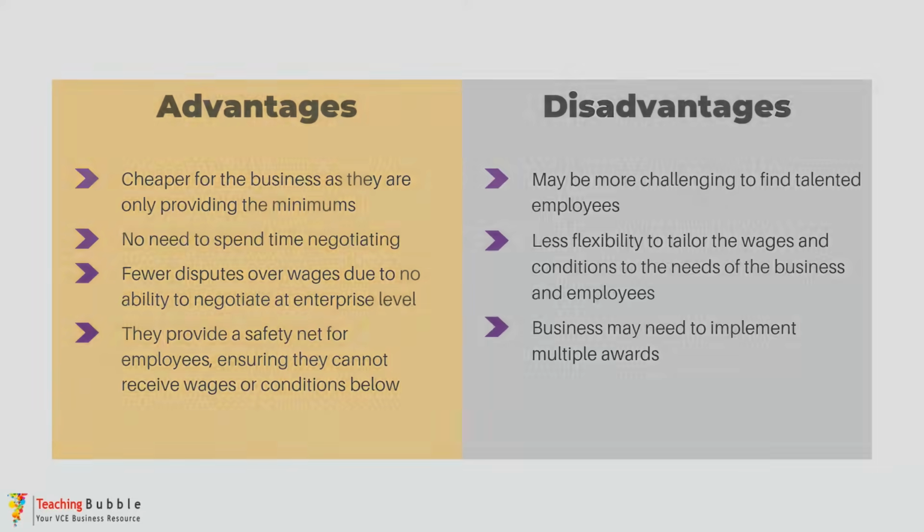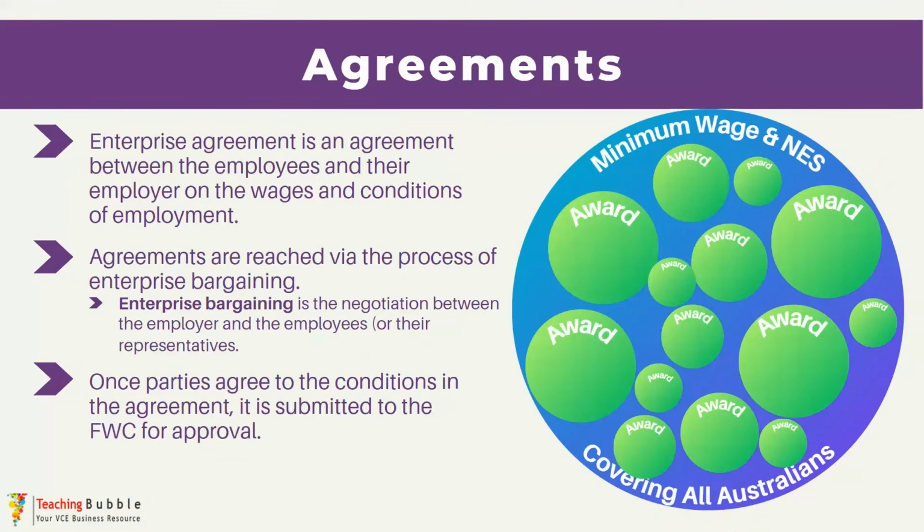Next, we have agreements, and you may hear the term enterprise agreement or collective agreement, or may even see the letters EBA, which stands for enterprise bargaining agreement. So, this enterprise agreement is an agreement over wages and conditions between the employer and a group of employees. So, it's now a workplace agreement where the terms are met through what we call enterprise bargaining.